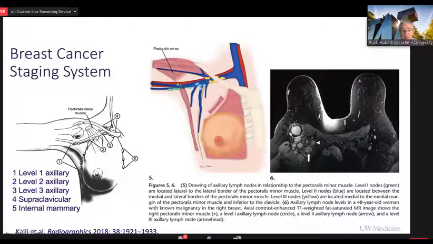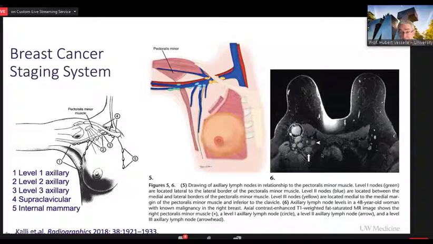So here in green are level 1 nodes, in blue are level 2 nodes, in yellow are level 3 nodes. Here in this diagram, the level 1 nodes are also seen here. These are the lymph nodes that are lateral to the lateral edge of the pec minor muscle. Level 2 nodes, the blue ones here, are under the pec minor, between the lateral and medial margin of the pec minor muscle. And level 3 nodes are right here. They are medial to the medial margin of the pec minor muscle.